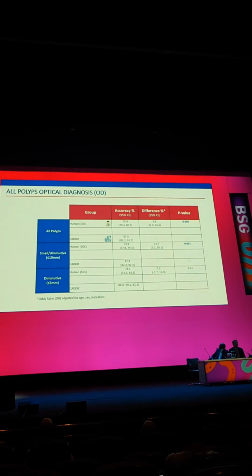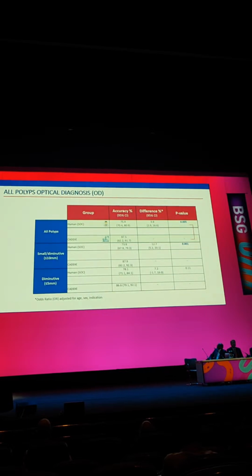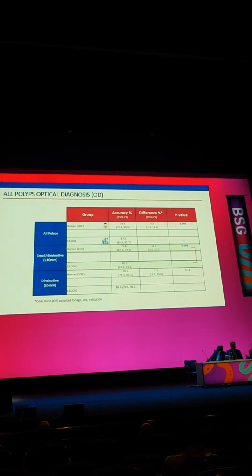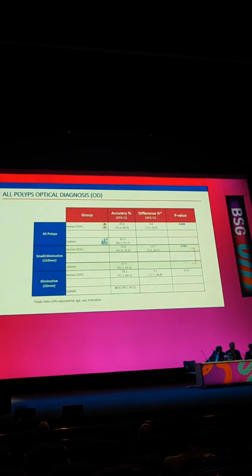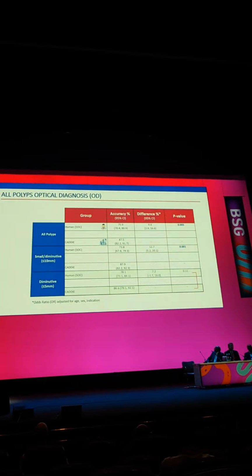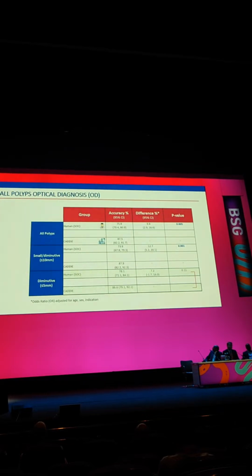And what you see in all 3 of these subgroups is that the CADx system far outperforms the humans. So you see for all polyps, there's a 10% adjusted difference in accuracy. For small and diminutive polyps, it's 13%, and then for diminutive polyps it's 7%. And you'll notice a very robust performance of the autonomous AI system. So pretty much all the metrics are above 85%.